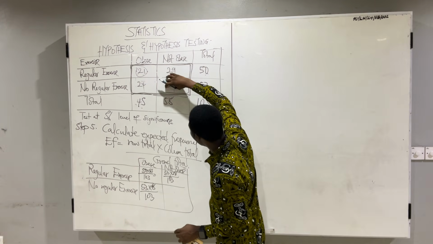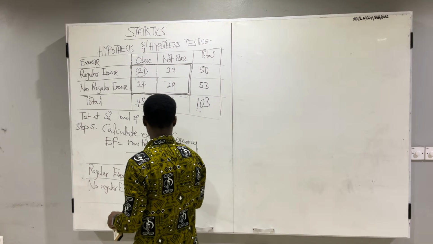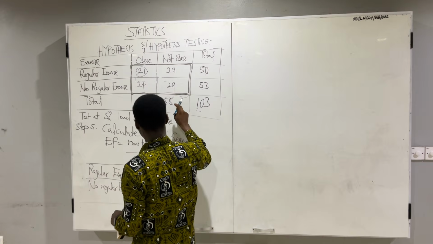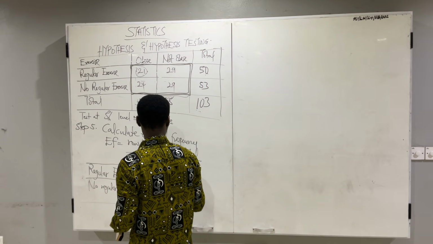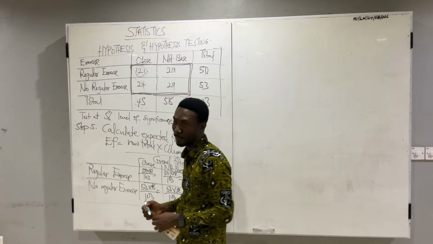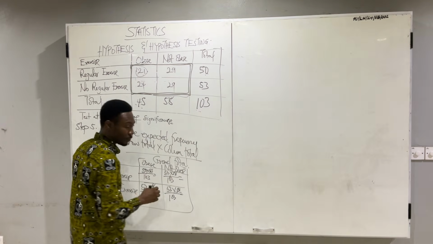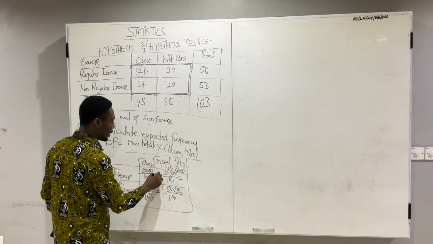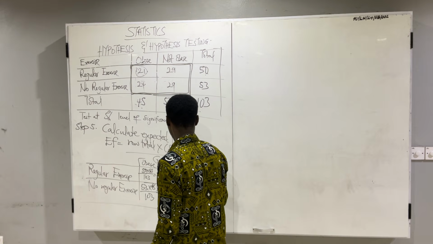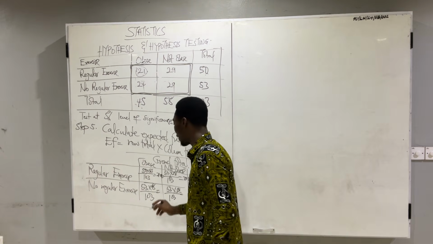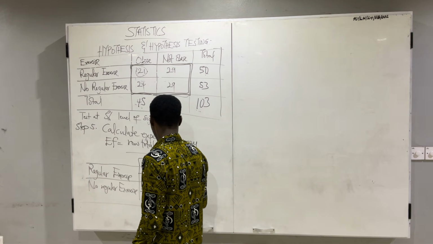Now, if you want the expected frequency for the last cell, what is the row total? 53, multiplied by, what is the column total? 58, divided by grand total 103. The grand total will always remain equal for all of them. You always have to take note of that. So now, compute this. Give me the first answer. 21.845. The second answer? 28.15. The next? 23.15. The next?